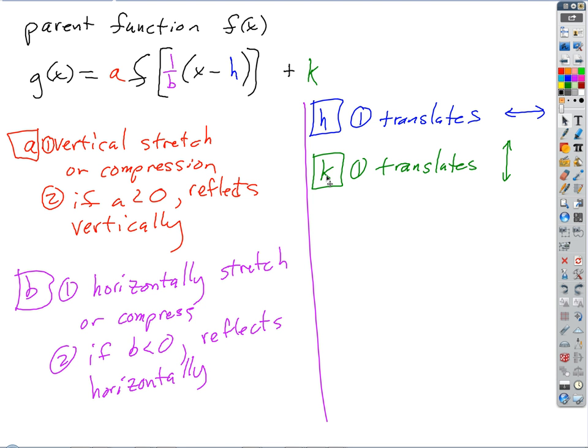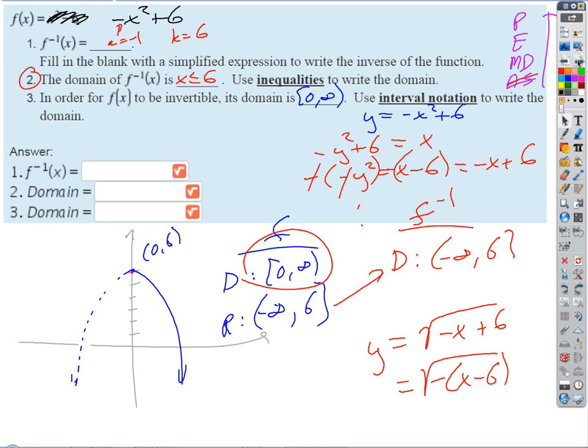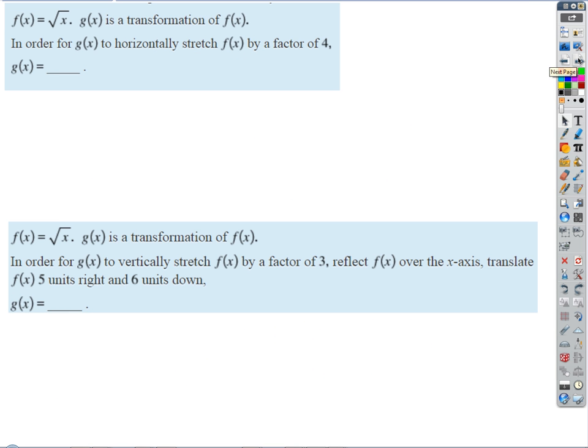Okay, so this is written in terms of just a generic f of x. We have a specific function this time. We've got f of x equals the square root of x. So we need to be able to write our g of x function. Somehow we're going to tweak this square root of x. We've got to put a parameter in there somewhere. So what is this telling us? If we're going to horizontally stretch by a factor of 4, which parameter controls that?